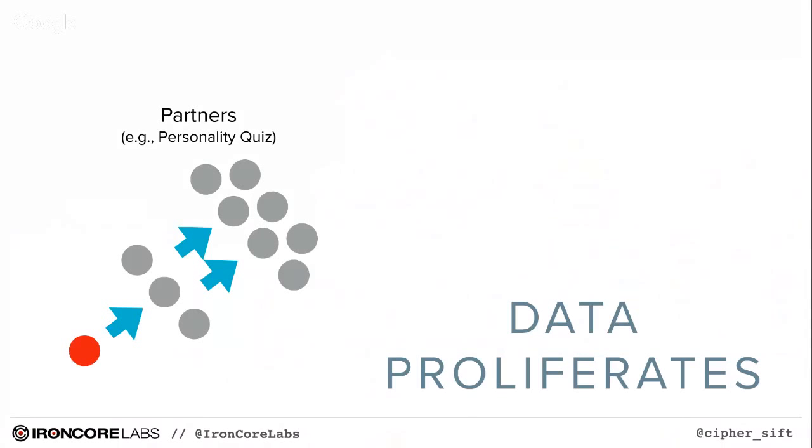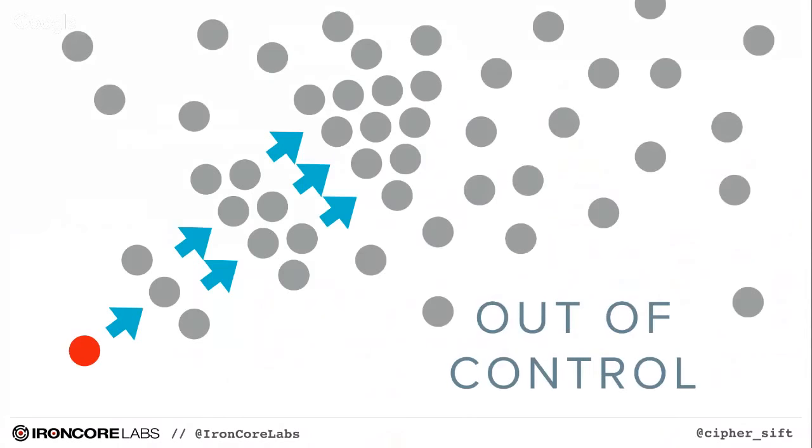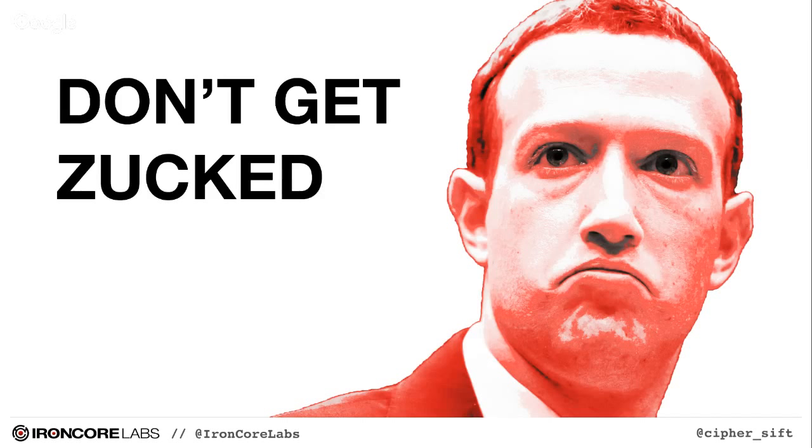About 305,000 people decided to take this quiz. Now, it not only captured information about that individual user, but it also captured information about all of those users' friends. And then it packaged up all of that data that it gathered, and it sent it to Cambridge Analytica, who then used this data to potentially influence and sway an election. And this affected 87 million people. So the moral of the story is don't get sucked.